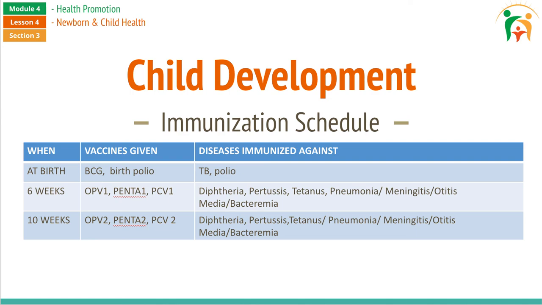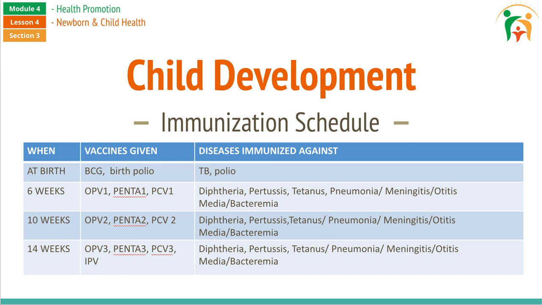At 10 weeks, the baby is again supposed to be immunized. Vaccines given: OPV2, Penta2, PCV2. Diseases immunized against: diphtheria, pertussis, tetanus, pneumonia, meningitis, otitis media, and bacteremia.